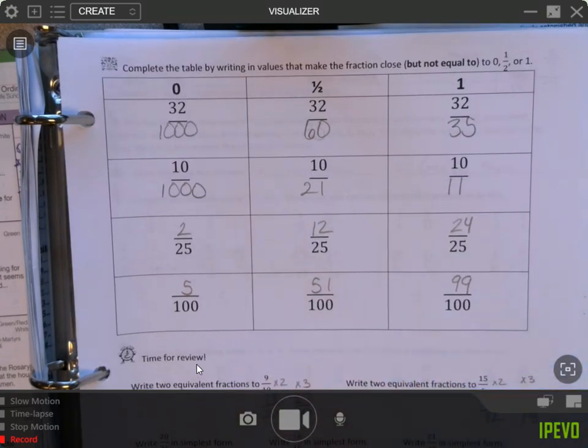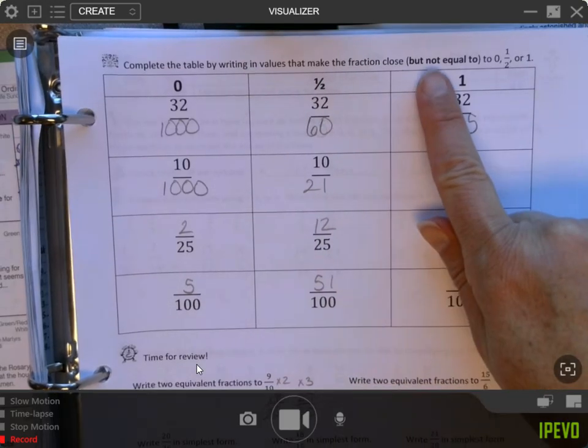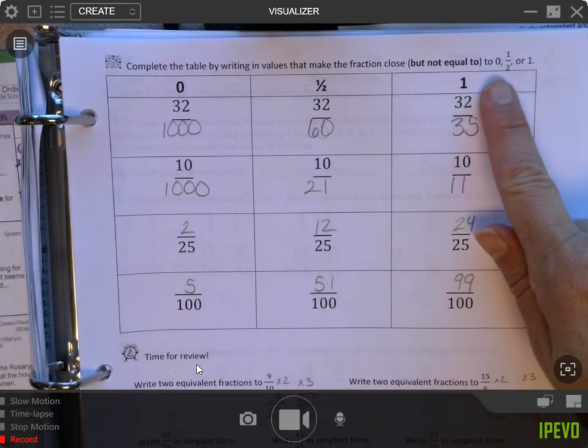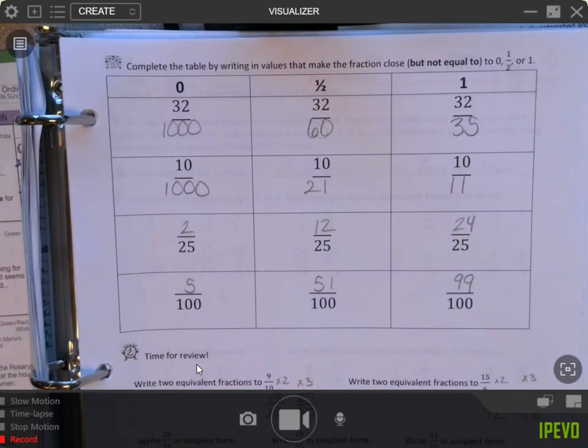Could you put 50 over 100? Yes or no? Could we put 50 over 100? No. Why not? Kellen? Because that would be exact. And the direction says, but not equal to. So you can't have it the exact halfway mark. So if you put 50 over 100 on the test, that would be wrong, because that's exactly a half. So you'd want to do 49 or 51, something close but not exact. Adeline.